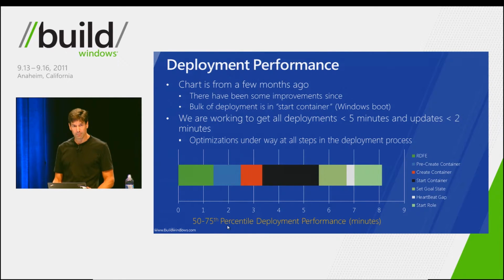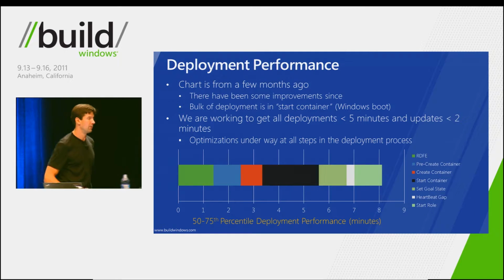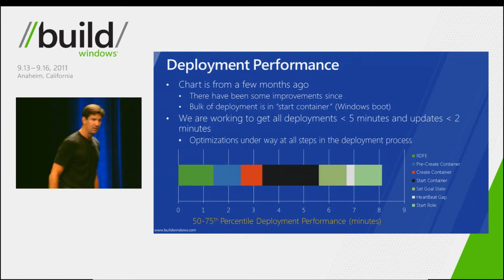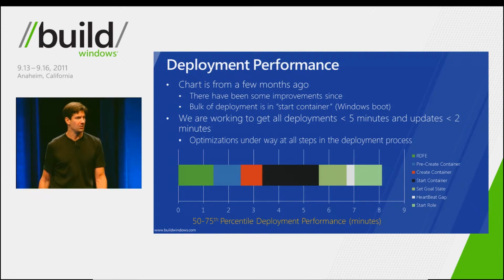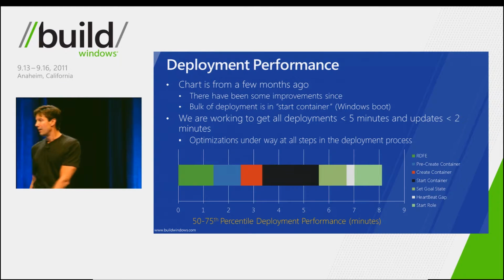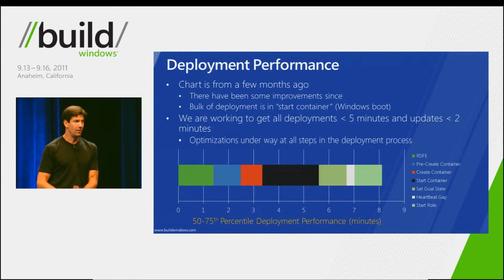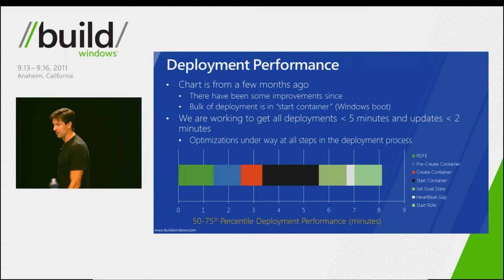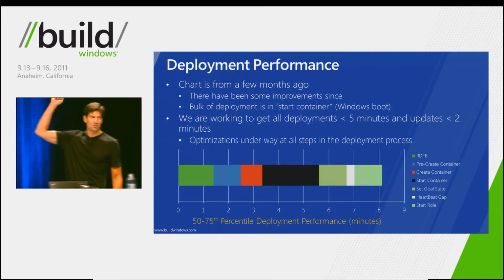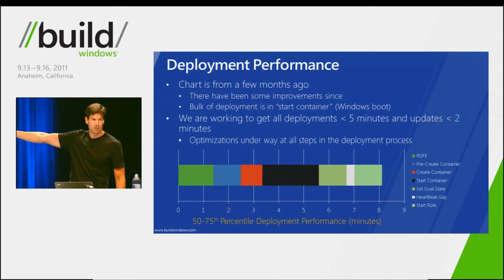Now, as far as deployment performance, this is not confidential, obviously, what the performance is like, because you all see it all the time. What I'm showing you here is a breakdown of the 50th to 75th percentile of deployment performance, which is approximately 8 minutes. Actually, this is a couple months old, so it's improved a little bit since then. Your mileage is going to vary, of course. One of the things that we're working hard on, which I'll show you in the next few slides, is improving the performance of this whole staging pipeline. This starts at RDFE and goes all the way down to your role coming up, being ready and talking to the outside world, about a total of 8 minutes.